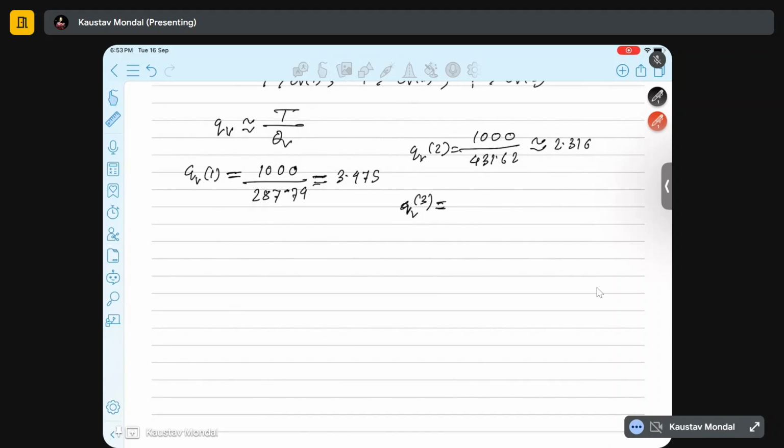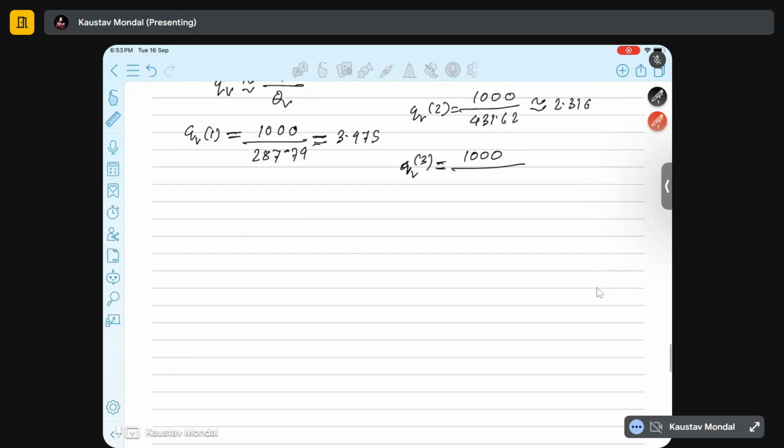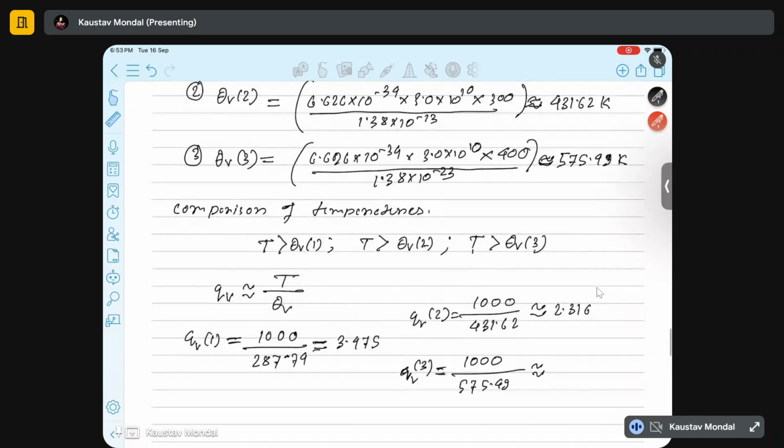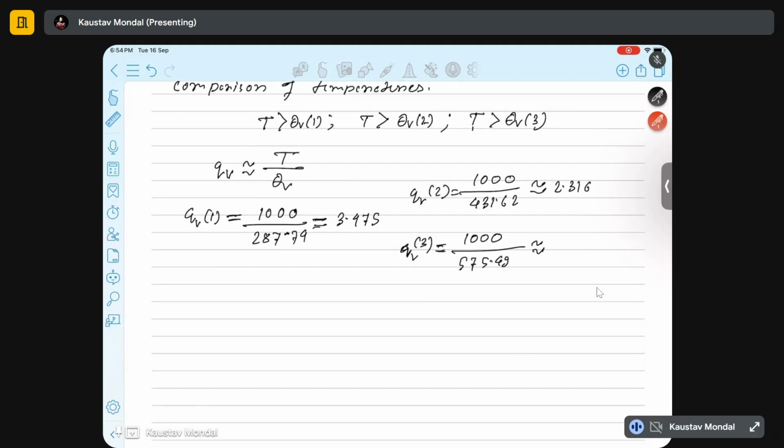1000 divided by 575.49. If you do the calculation here also, it would simply give you T is 1000 divided by 575.49. So it gives you 1.737, right? So QV1, QV2 and QV3 value we got.